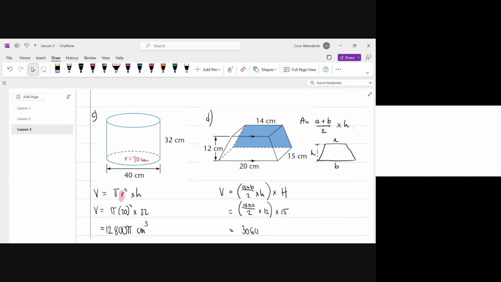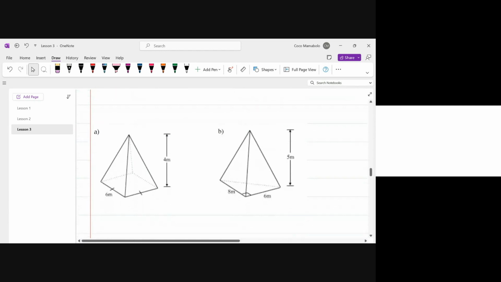All right, peeps. Are we okay here? Thumbs up. Is everybody okay with the questions we've just done? Nothing too hectic. Nothing too hectic at all. Let's look at some pyramids.